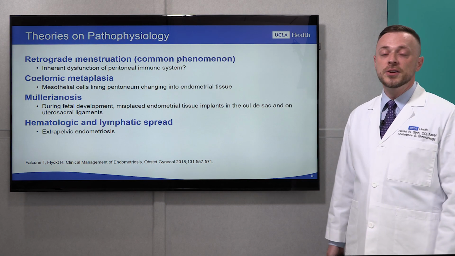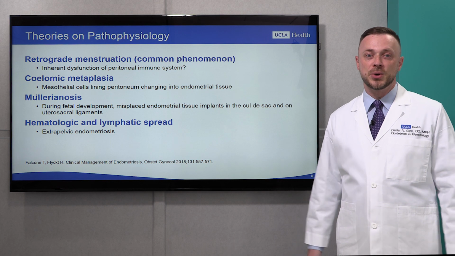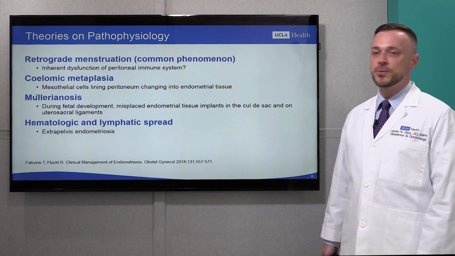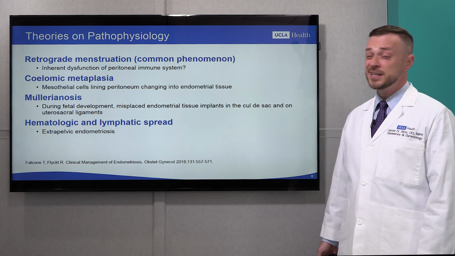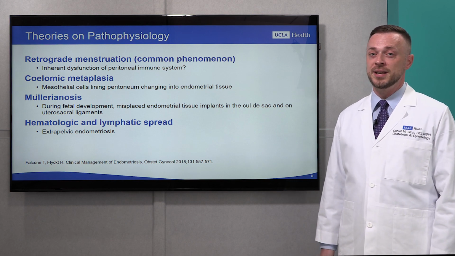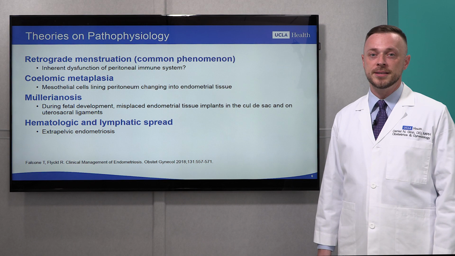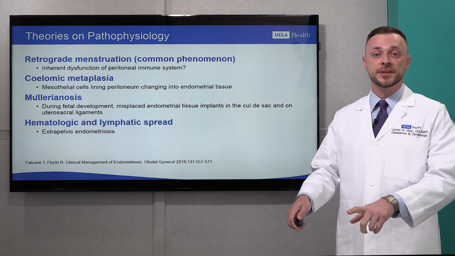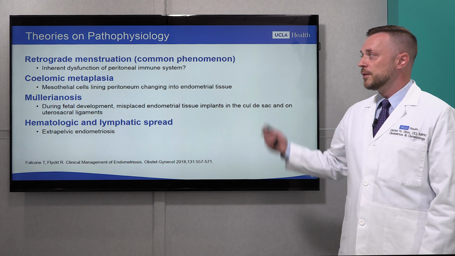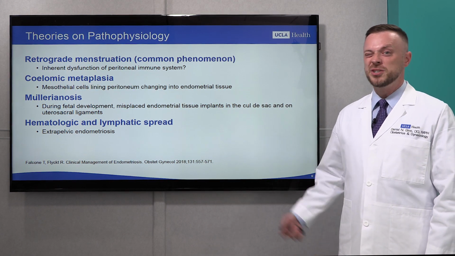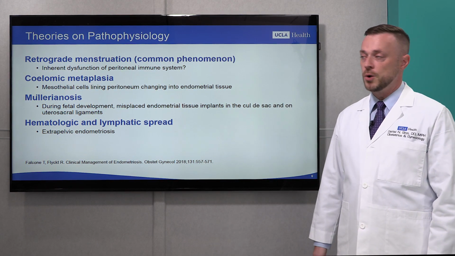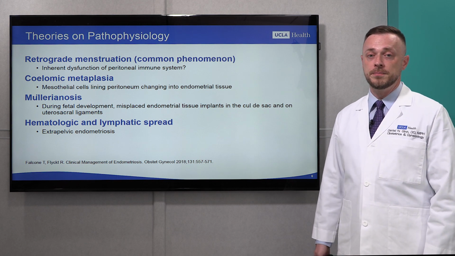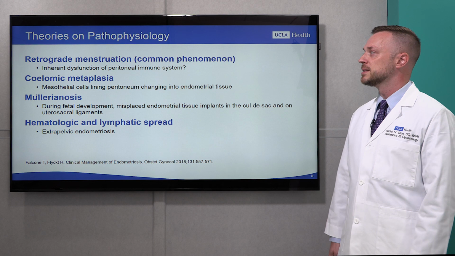There are some different theories about how you get endometriosis. Where does it come from? The oldest one is retrograde menstruation. The fact is, though, retrograde menstruation is a common phenomenon. What that means is during a period, blood goes out through the tubes instead of out through the cervix and vagina. Well, if we saw that in everybody, then we should see endometriosis in everybody, but we don't. And so there's a question of maybe this is some inherent dysfunction of the immune system in the peritoneum itself.